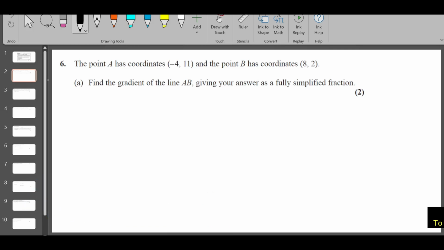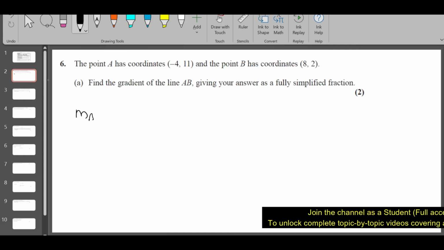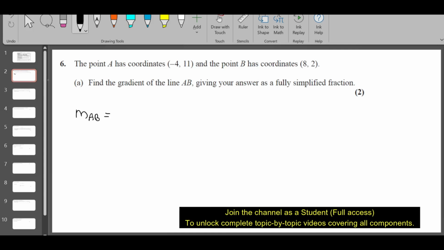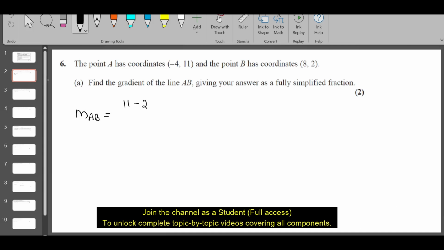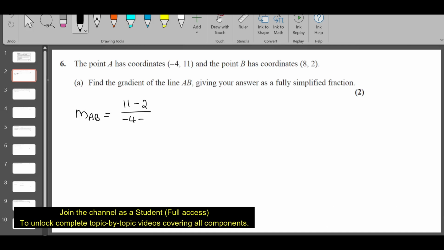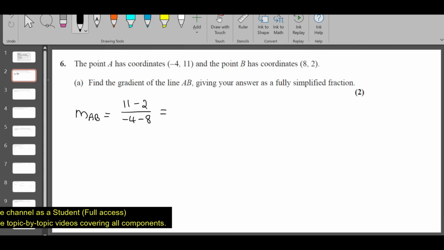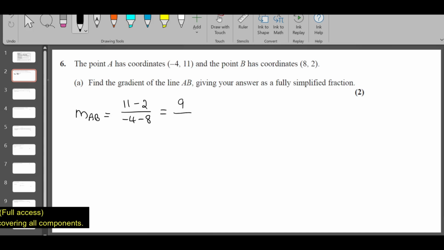You have 2 points A and B given. Find the gradient of AB. That's just a 2-mark question. y2 minus y1 over x2 minus x1. That's going to be 9 over minus 12. 3 3s are 9, 4 3s are 12, so minus 3 over 4.